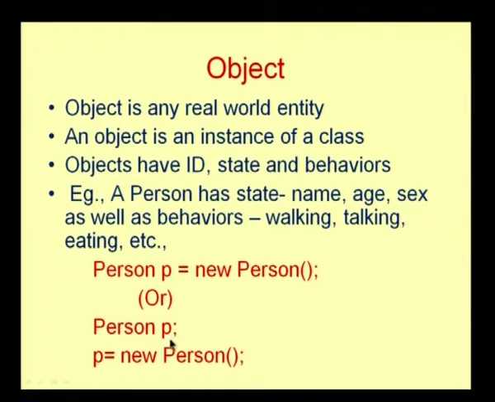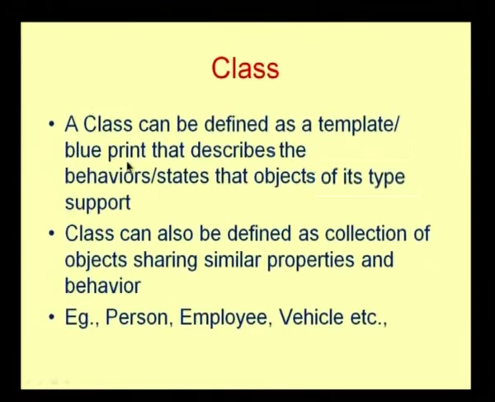Instead of doing this in two different statements, you can very well do this in a single statement also: Person p = new Person(). It means that we declare an object of type person and allocate the memory, both in the same statement. Now we will see what a class and an object are again. A class is nothing but a template, a blueprint, and an instance of the class is said to be an object. So I think now we are clear with what a class and an object are.